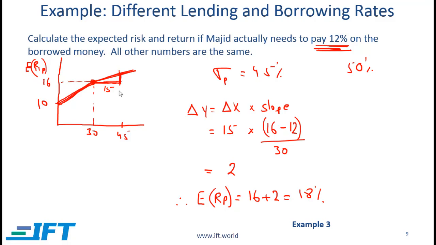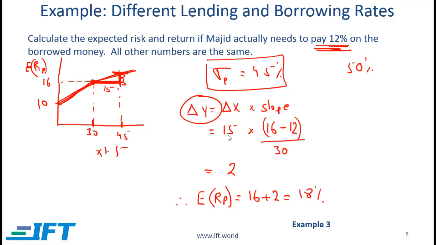So the risk of this portfolio is the same as what we had on the earlier slide. It would be 30, which is the market risk, multiplied by 1.5. But the return is going to be lower. To come up with that return, we use a basic mathematical concept. This is the change in y, this distance over here. That is equal to the change in x, which is this distance, multiplied by the slope.